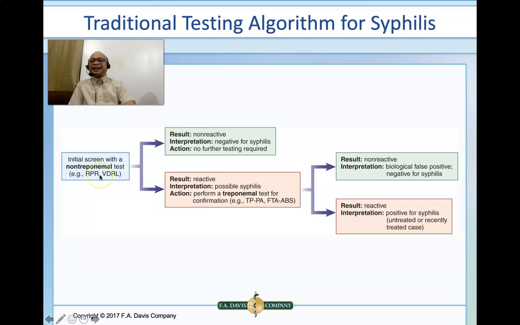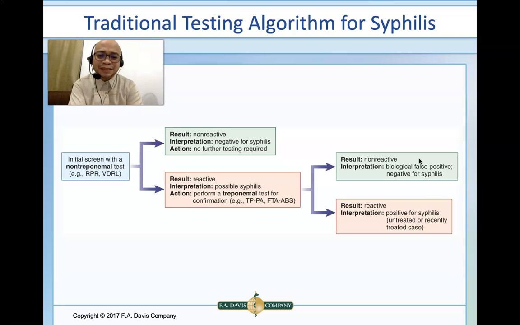Okay, so this is the algorithm now for syphilis. The initial screening would be the non-treponemal test, because the treponemal test is more expensive; otherwise it would go directly to the treponemal test. If the result is non-reactive, it means that the patient is negative for syphilis, so no further testing is required. However, if the result is reactive, it's possible that the patient may have syphilis, so you have to perform the treponemal test. If it's non-reactive, then it could be a biological false positive result.